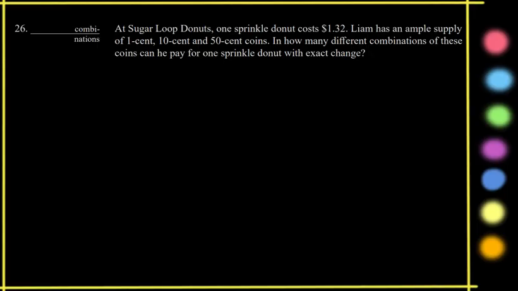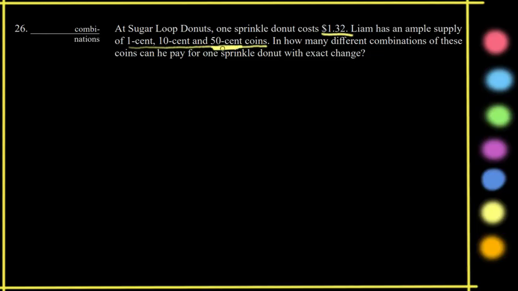This is problem 26. This says at Sugarloop Donuts, 1 sprinkle donut costs $1.32. Liam has an ample supply of 1 cent, 10 cent, and 50 cent coins. In how many different combinations of these coins can he pay for 1 sprinkle donut with exact change? So whenever you have a problem like this, it's basically a matter of separating it up into cases. So I like to start with the biggest coin first.